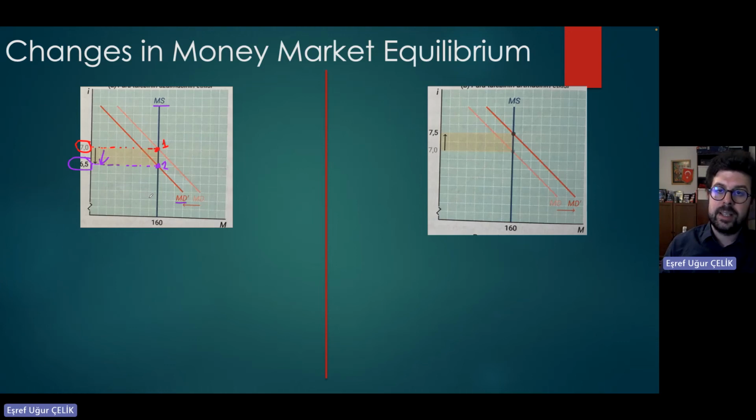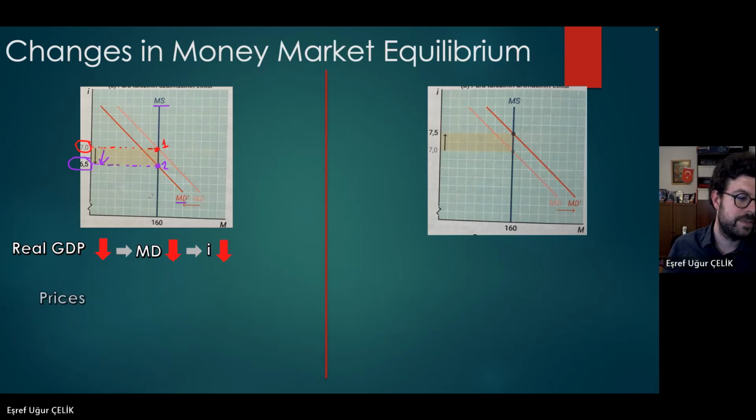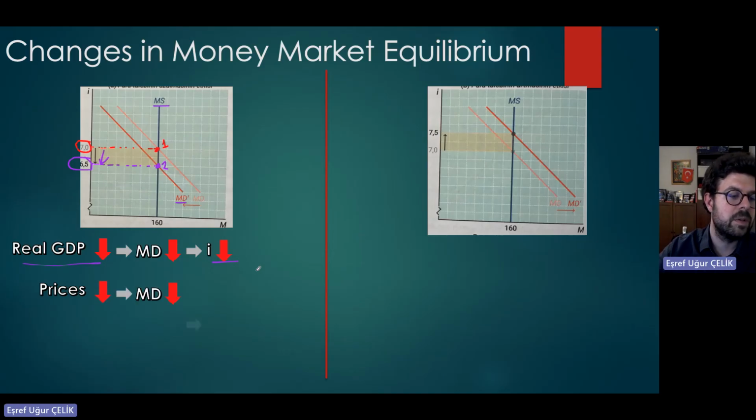How can we see the condition where the money demand shifts to the left? Let's remember, when real GDP becomes lower, our money demand shifts to the left. When money demand shifts to the left, the interest rate becomes lower. So you see, when real GDP becomes lower, the interest rate becomes lower. When the general price level becomes lower, the money demand becomes lower and the interest rate becomes lower. The direct relationship. If uncertainty is lower, the money demand is lower and the interest rate is lower.